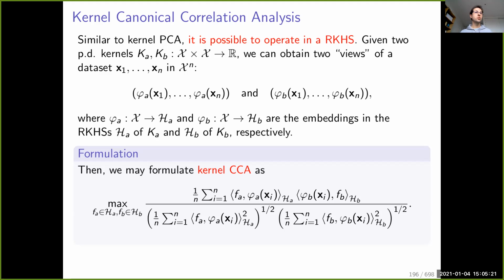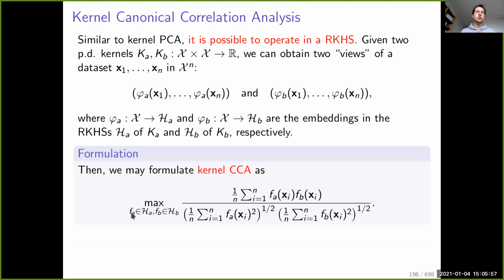And we can do now something very similar to kernel PCA and define the following formulation where the directions both live in their respective RKHSs, FA and FB, and we want to maximize the correlation between the projections, which are defined by the inner product between FA, the direction, and phi A of xi, the view A of xi, and on the other side, we have phi B of xi and the direction FB.